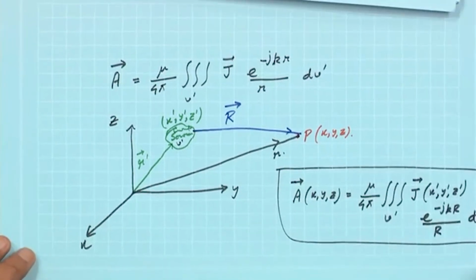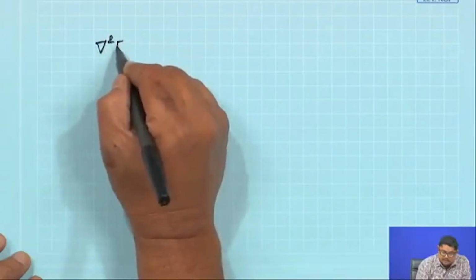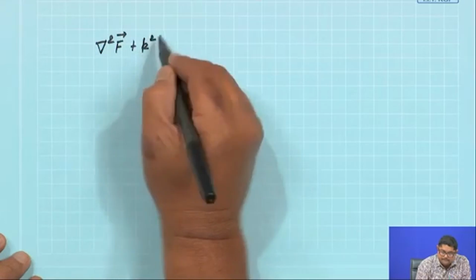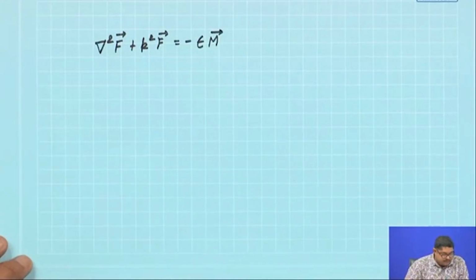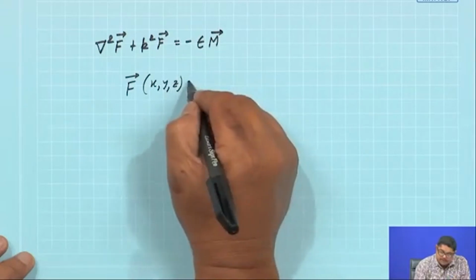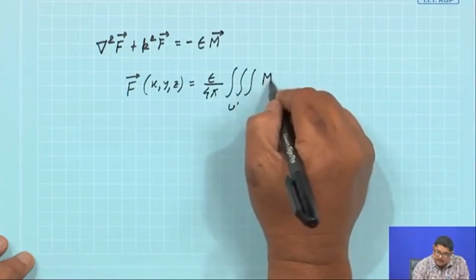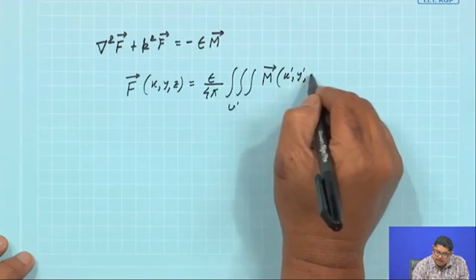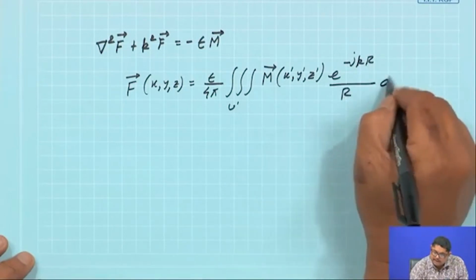In a similar fashion we can show that the solution of this vector Helmholtz equation in terms of the electric vector potential F will be F x y z is equal to epsilon by 4 pi integral of M x dashed y dashed z dashed e to the power minus j k r by r dv dashed.